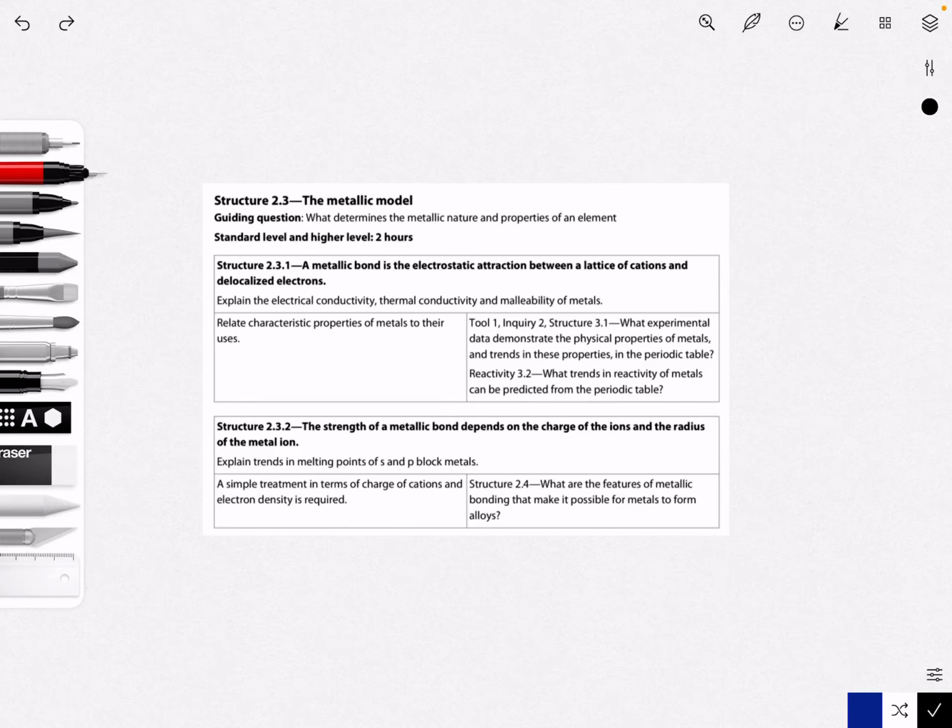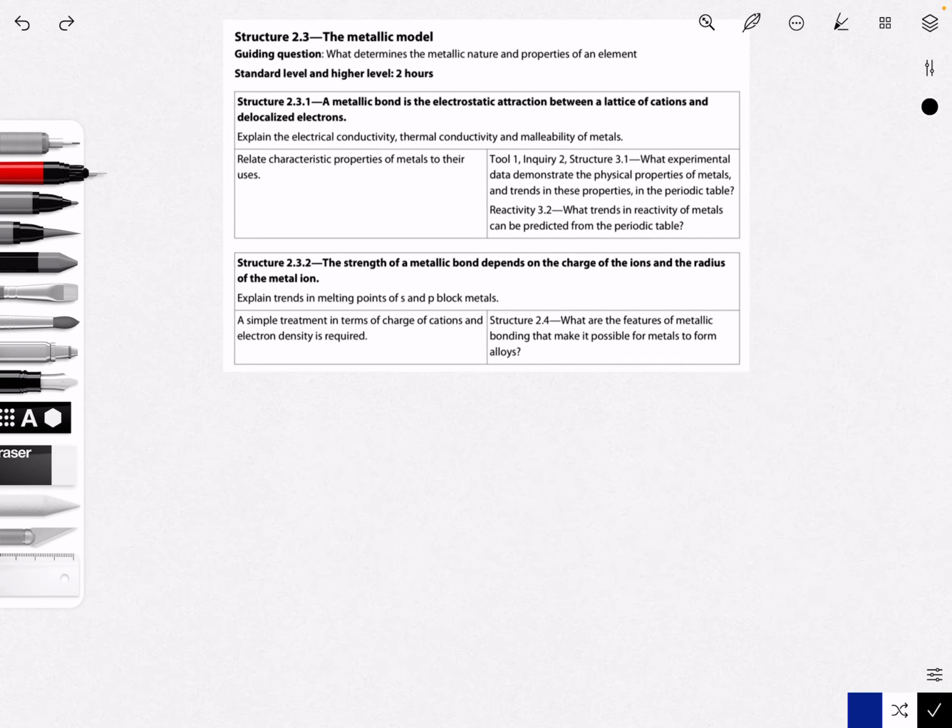Hello everyone, welcome back to another SL/HL IB chemistry video, and today we will be looking at structure 2.3, metallic bonding. Let's start with a definition.